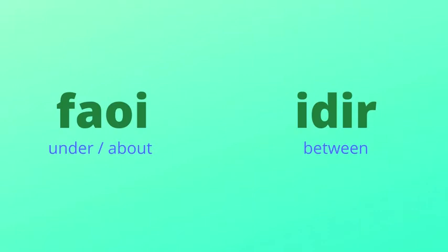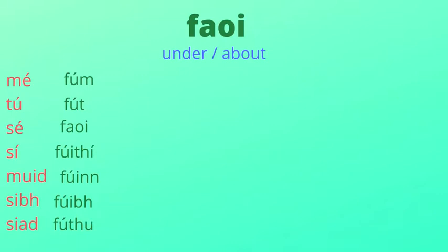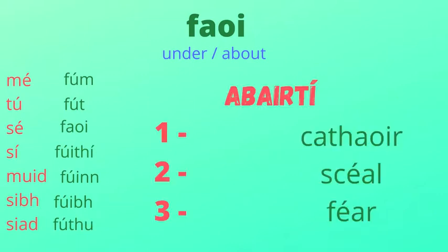Faoi means under or about, and Idir means between. So first we'll look at Faoi. Under me or about me is fúm. About you, fút. About him, faoi, and that's also about it or under it. About her, fúithi. About us, fúinn. Under you all or about you all, fúibh. And about them, fúthu.